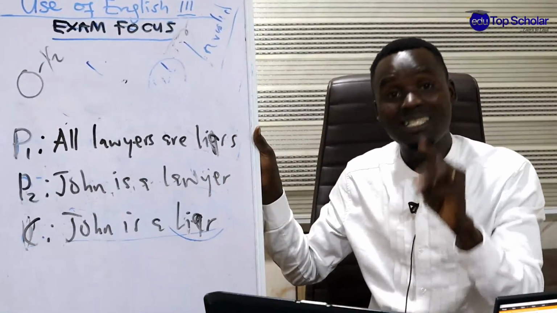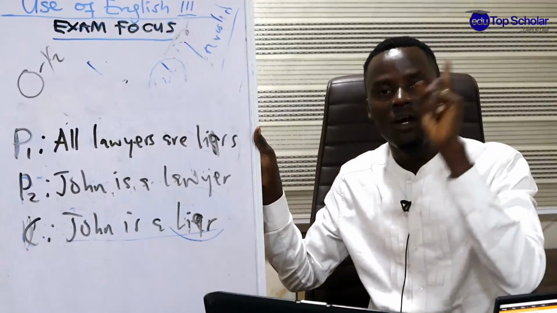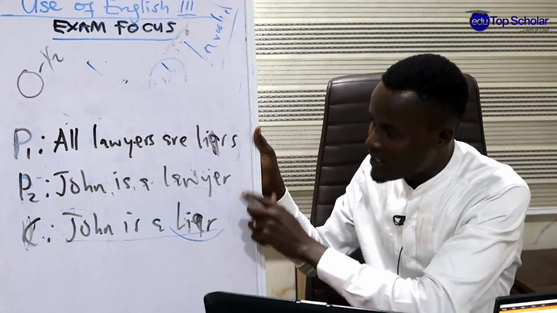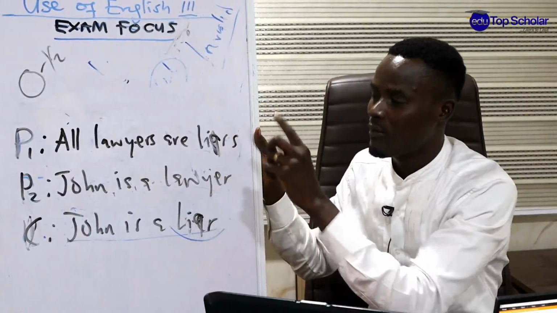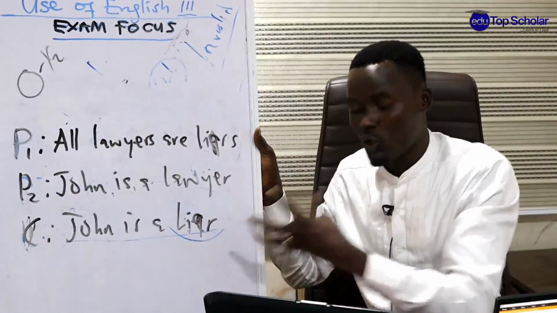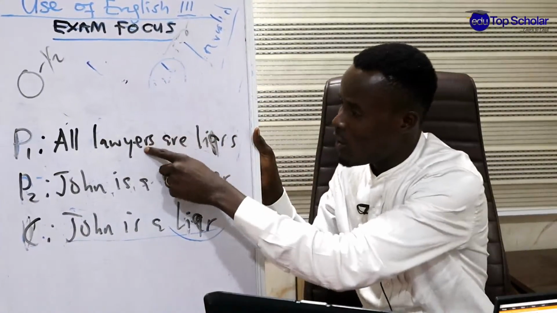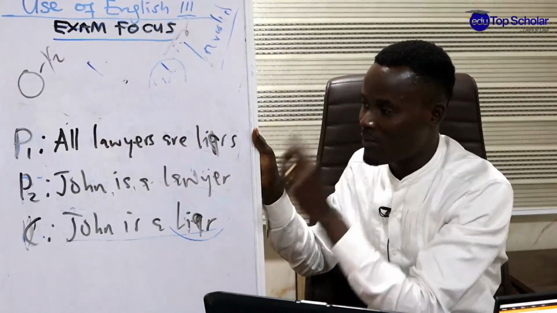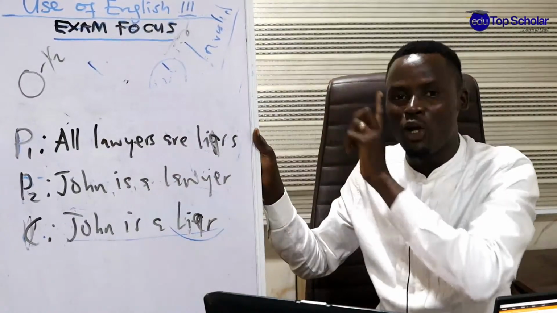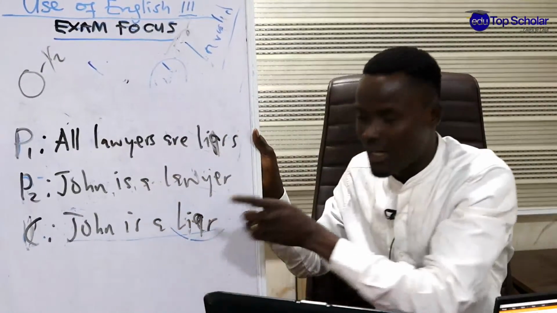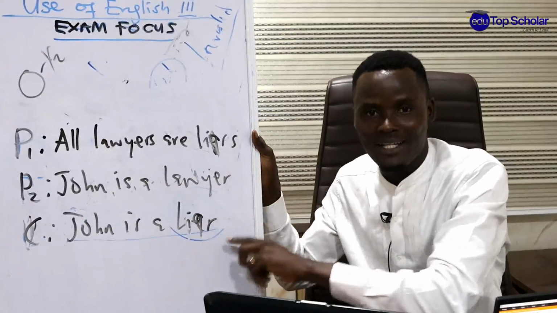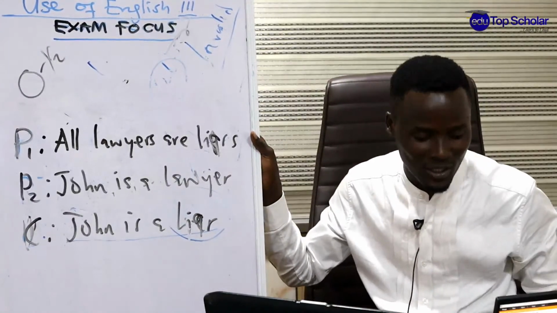My question is, they will give you five and tell you to determine whether valid or invalid. This is an argument. Premise one. Premises are the reasons. Conclusion is the point you have in mind. All lawyers are liars. Premise one. Premise two. John is a lawyer. Therefore, John is a liar. Is this argument valid or invalid? Please answer. Let me see your answer.